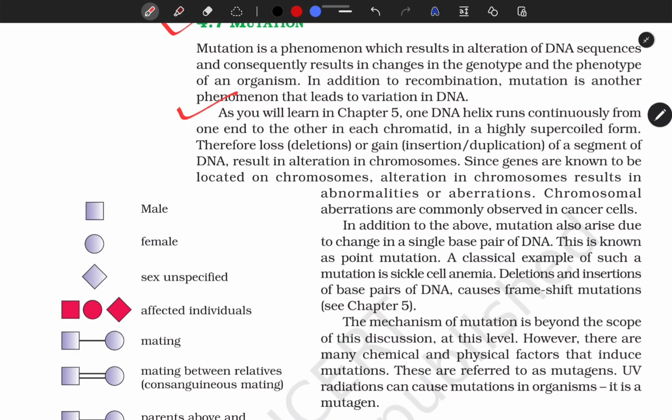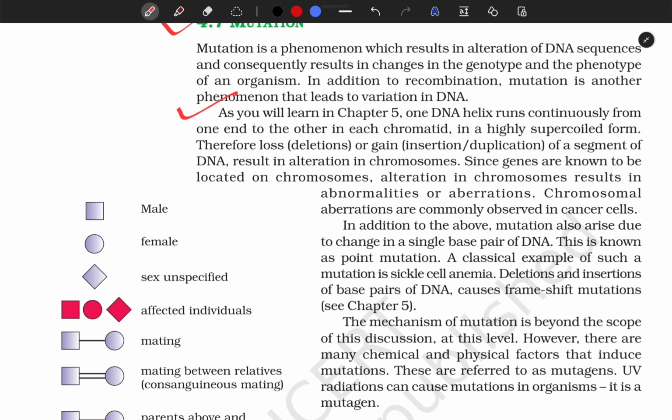As you learned in chapter 5, one DNA helix runs continuously from one end to the other in each chromatid in a highly supercoiled form. Therefore, loss, that is deletion, or gain, insertion or duplication, of a segment of DNA results in alteration in chromosomes. Since genes are known to be located on chromosomes, alteration in chromosomes results in abnormalities or aberrations. Chromosomal aberrations are commonly observed in cancer cells.